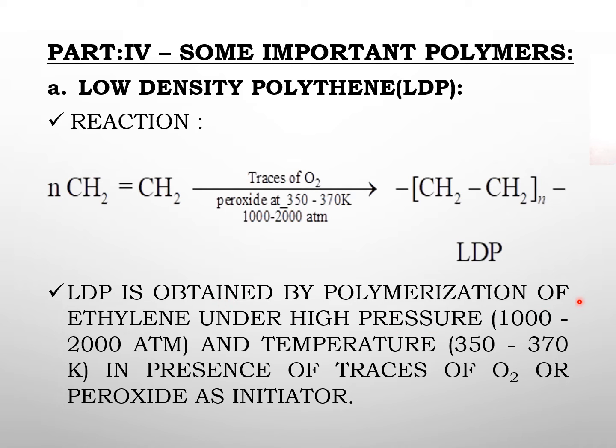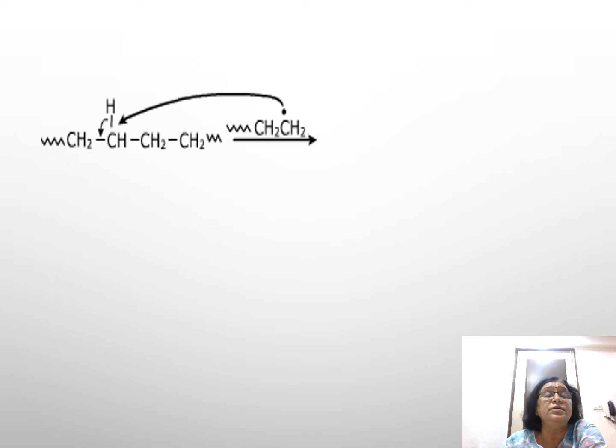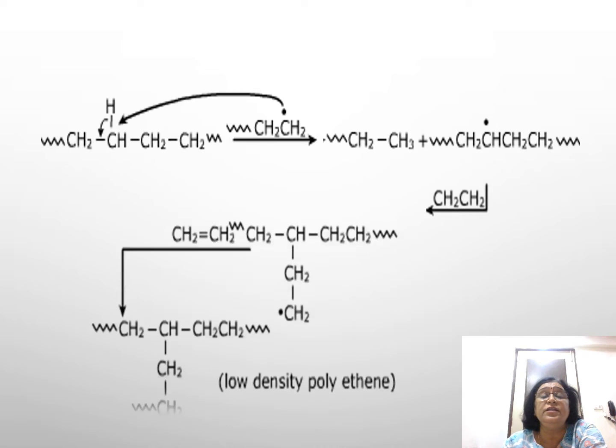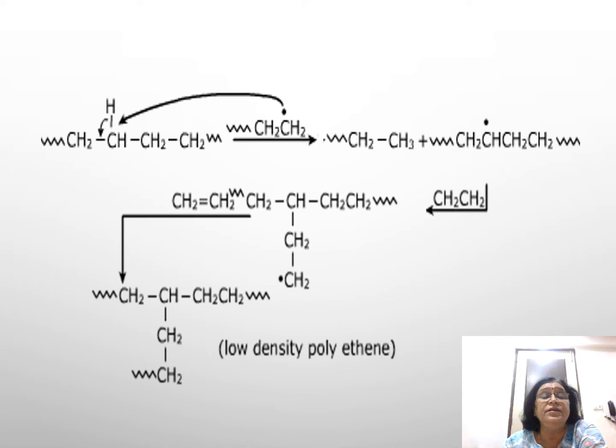So low density polythene is formed by polymerization of ethylene under high pressure and a temperature of 350 to 370 Kelvin in the presence of traces of oxygen and peroxide, which is an initiator. So students, in this you can see the mechanism of the formation of low density polythene. Here the hydrogen is abstracted and a methyl group is formed, and they generate another free radical, and these free radicals add upon another molecule of ethene and a branch is created. So this is how low density polythene is formed.